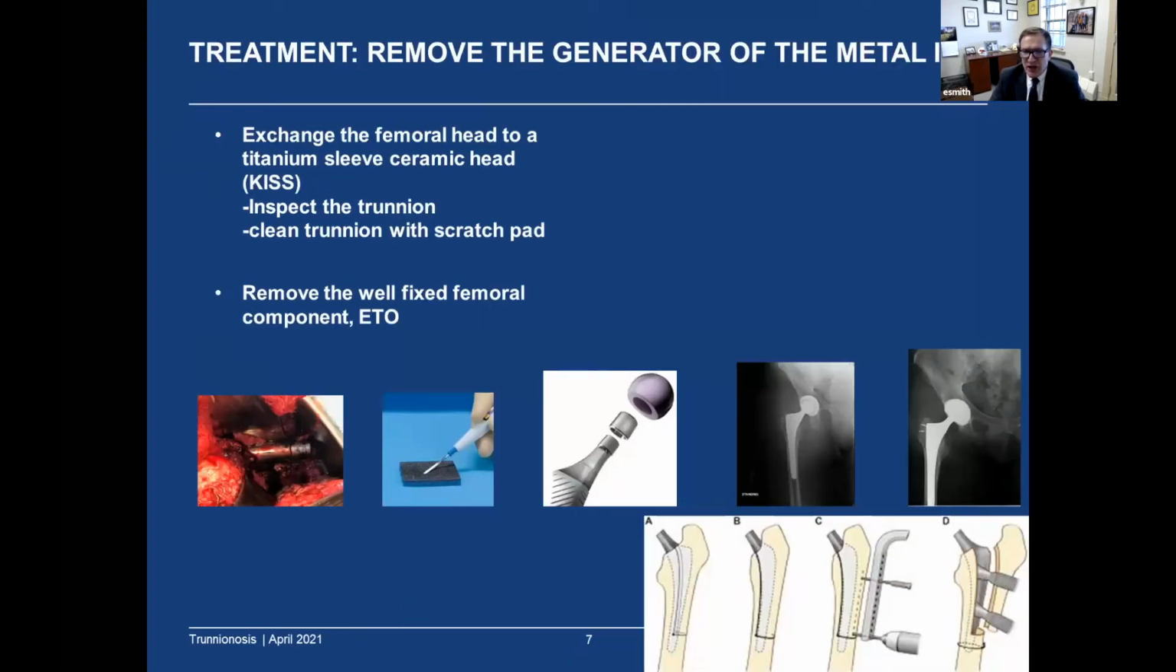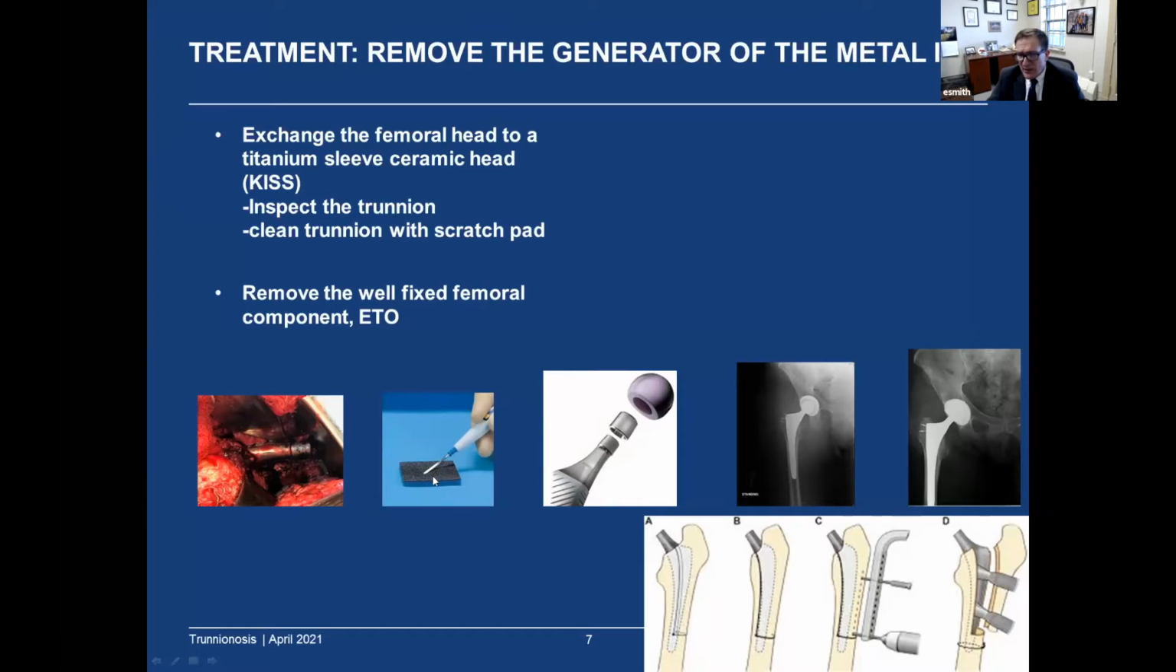In general, we're going to get into each of these treatment options. Treatments either, you just need to remove the metal generator. So where's the metal being generated from? Ostensibly, it comes from the femoral head that is moving on the trunnion. So the simplest thing, and I'll get into this a little bit, is to remove the femoral head, clean up the trunnion.